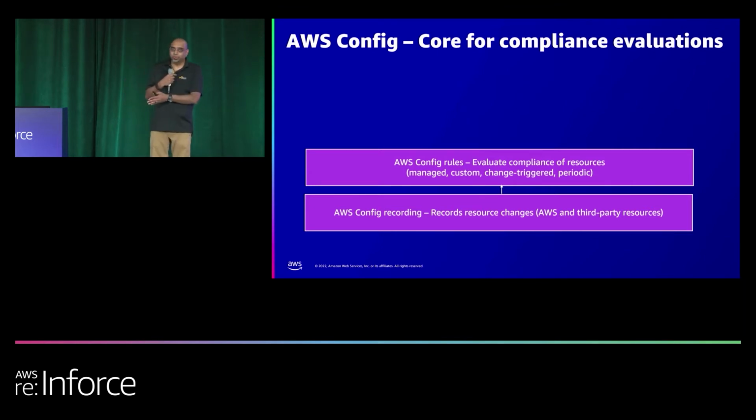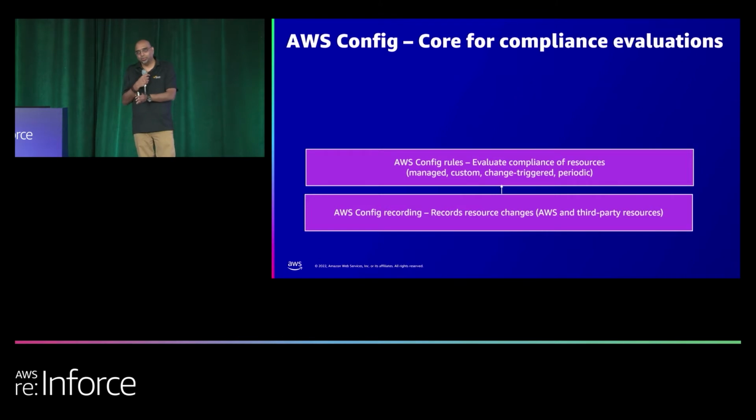You also have custom rules, because obviously AWS is not going to be able to cover every single use case for which you want to author a policy for your organization. And so that's where you have custom rules. These are Lambda functions that you can author and deploy in your environment.